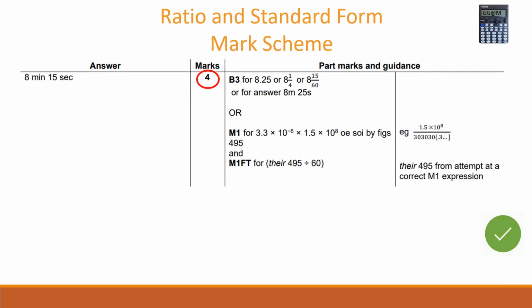This question shows the mark scheme and there are 4 marks awarded. B3 means 3 method marks, M1 means 1 method mark, OE means or equivalent, SOI means seen or implied, M1FT means 1 mark follow through. So it basically means the value you got for 495, if you divide that by 60, that will give you a 1 method mark. If you didn't get 495 here for the total number of seconds, you got a different value, you would still get the method mark.